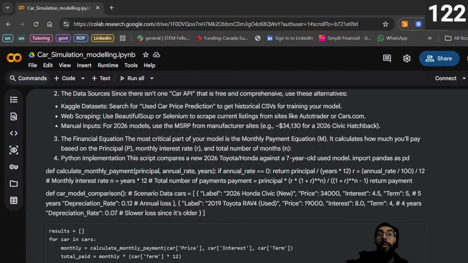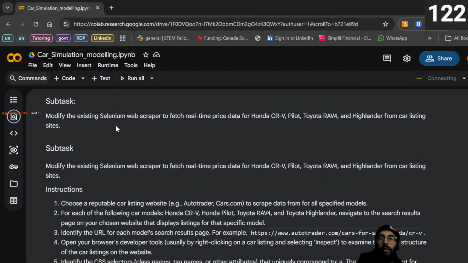Also, just scrape the web for this information. Modifying the existing Selenium web scraper to fetch real-time price data for Honda CR-V, Pilot, Toyota RAV4, and Highlander. Okay, choose a reputable car listing website, AutoTrader, Cars.com, to scrape data for all specified models. For each of the following car models, Honda CR-V, Honda Pilot, navigate to the results and identify the URL for each model's page. Open browser developer tools and examine the HTML structure of the car listings on the website.